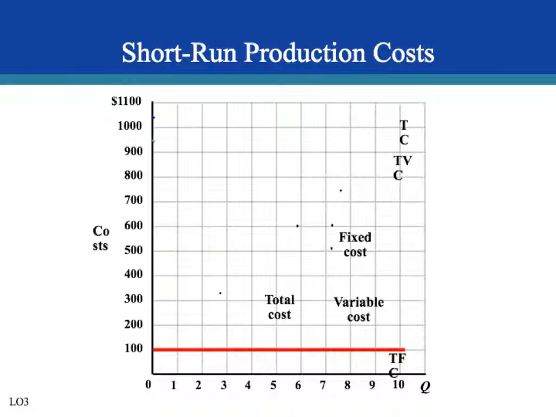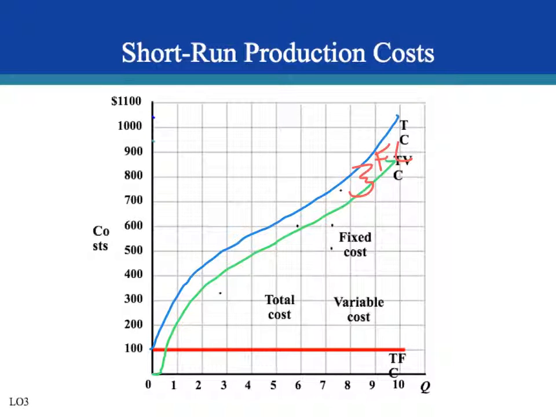So in the short run, we can see our total costs, and then our variable costs. Remember, variable costs vary with production. So the more units we produce, on the horizontal axis, the higher our variable costs will be. And then we have total fixed costs here as the horizontal line. Notice it does not vary with production, and that's what we said, that fixed costs do not vary with production. And the difference between total cost and total variable cost is the amount of the fixed cost.